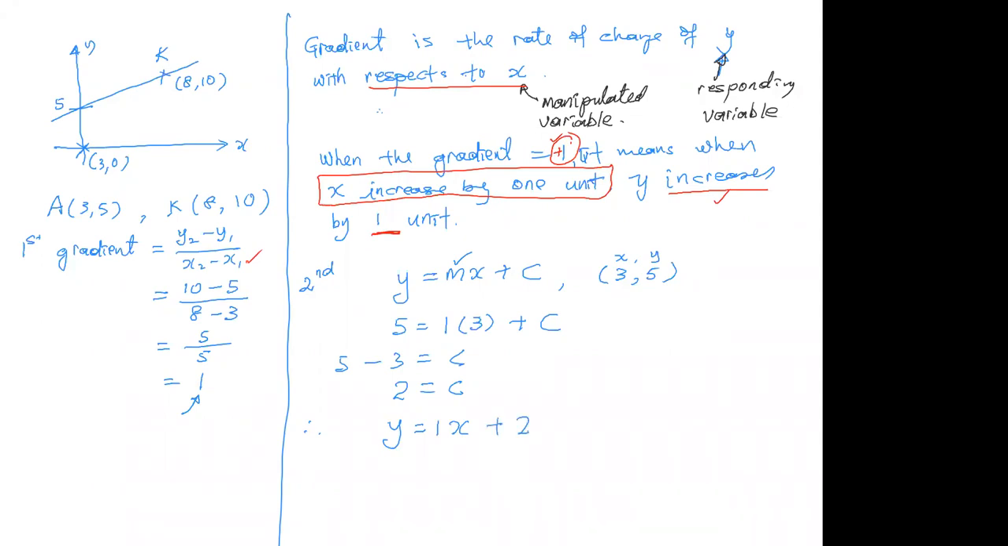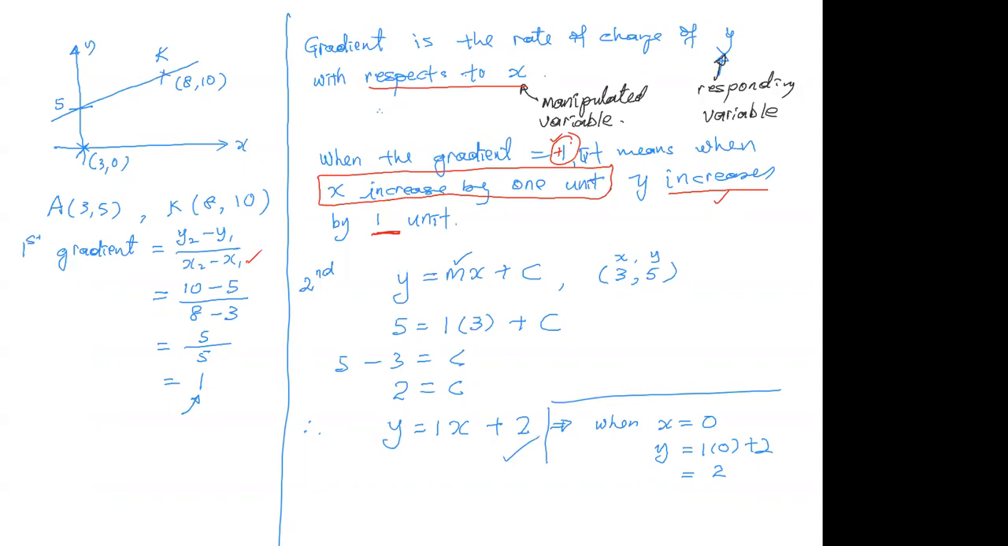So let's test whether my 2 is the y-intercept or not. When x equals 0, y equals 1 times 0 plus 2, so this is the y-intercept. Are you clear? This is just another extra. So when I ask you to find the equation, that's done.